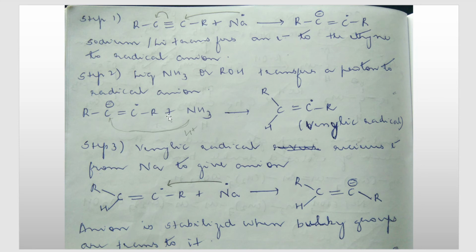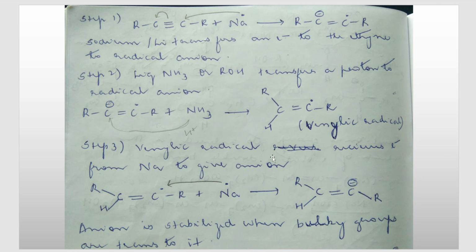In the next step, protonation of this radical anion takes place because we are doing it in liquid ammonia. There is NH3 in the reaction medium which gives one proton, that is H plus, to the anionic part, the carbon having the minus charge, which gets one proton. So here you can see a carbon has R and H, and this part is kept as such, and this is called a vinylic radical.